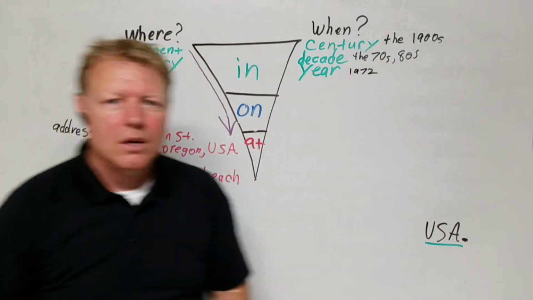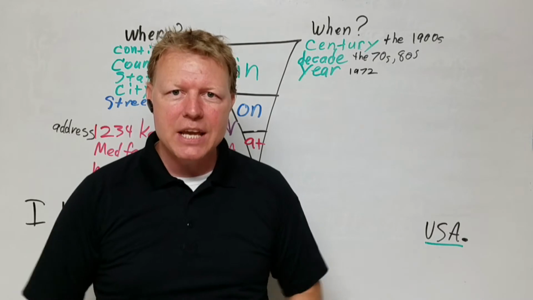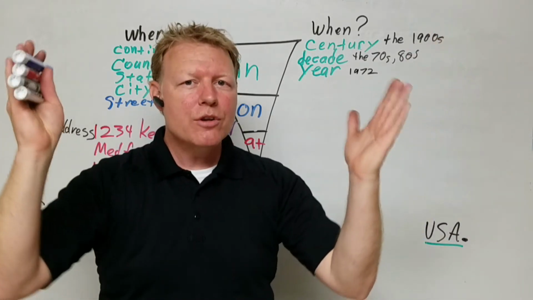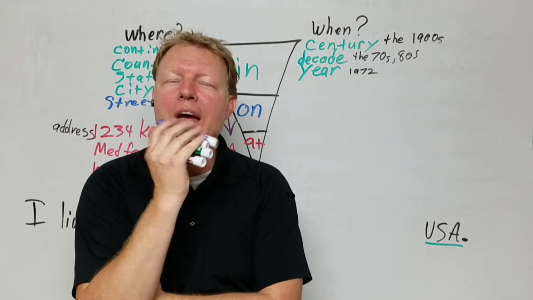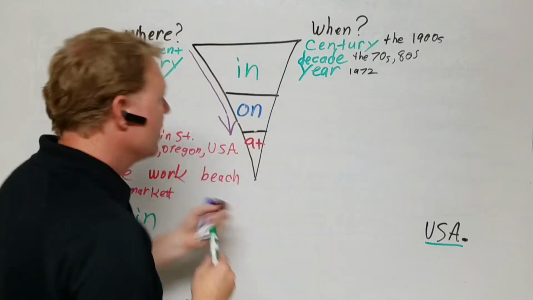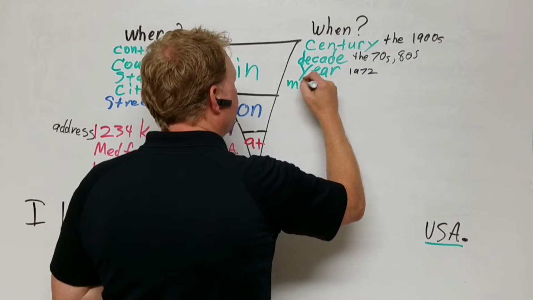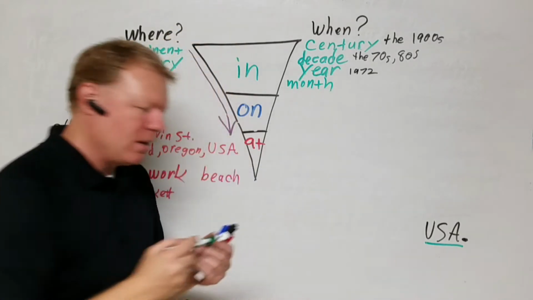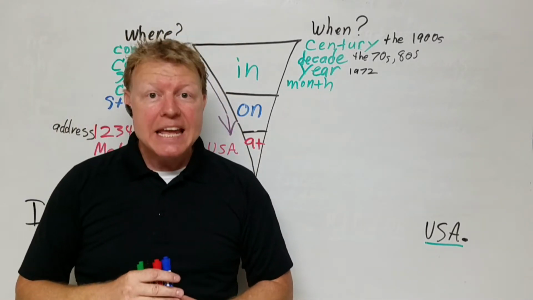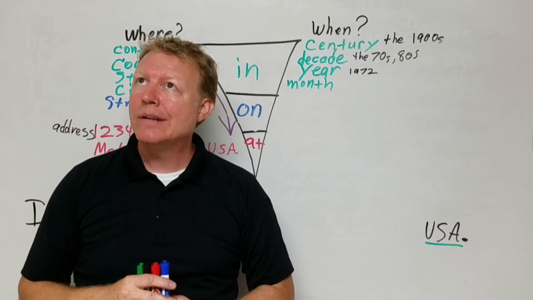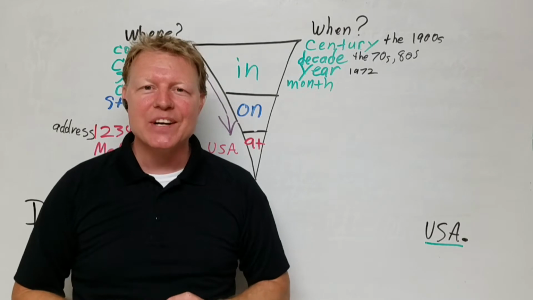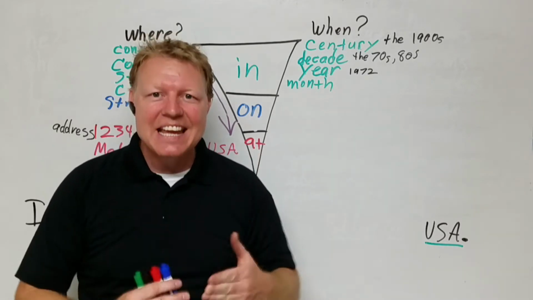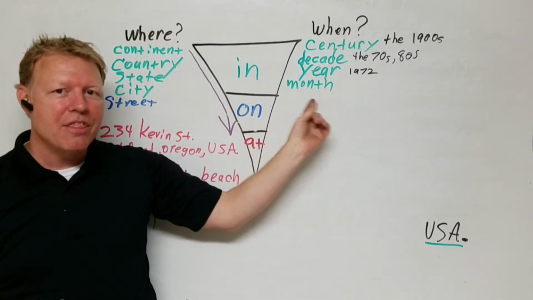Now, what's smaller than a year? There's 12 of them. That's right, a month. So we are in a month. Right now we are in May. At least I'm recording this in May. But I was born in November. You hear? We're saying in the month.